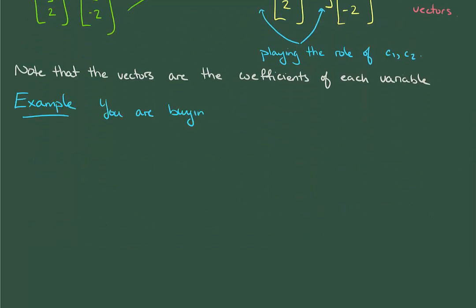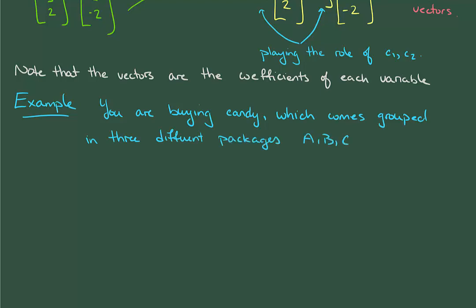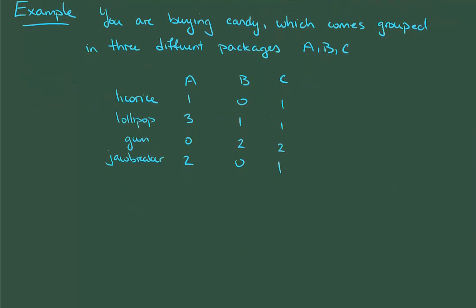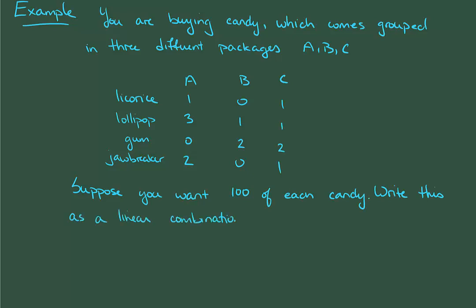So let's say we're buying candy, but you can only buy it in one of the following 3 forms, and each form has a different allocation of candies. I'm going to use a table to give you the allocations. We'll label the bags as A, B, C, and each bag can have licorice, lollipops, gums, or jawbreakers. Bag A comes with 1 licorice, 3 lollipops, no gum, and 2 jawbreakers, so we indicate this in the table as so. The other 2 bags have similar but varying allocations. Now let's say we want to have exactly 100 of each candy. Let's write this as a linear combination problem, and then in turn use that to write this as a linear system.